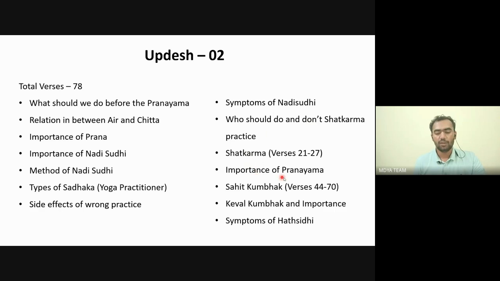Okay. Importance of Pranayama. The exact word for Pranayama he used is Kumbhak. And Kumbhak, he told, is of two types: one is Sahit Kumbhak and another is Keval Kumbhak. Generally, we read only Sahit Kumbhak. Sahit Kumbhak is divided into 8 parts. Okay. Surya Vedi, Chandra Vedi, Vastrika, Brahmari, all are under Sahit Kumbhak.